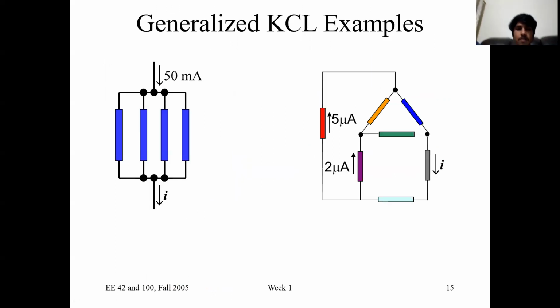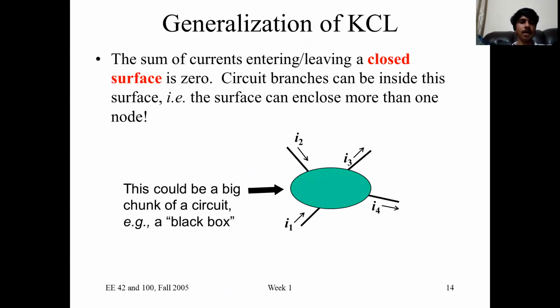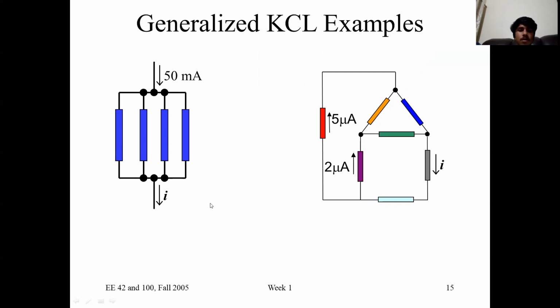Generalized KCL examples. The 50 mA is the black dot that gets the current, and I is the amount of current received. Here in this diagram we can see 50 mA and 2 mA are the currents received towards the node.